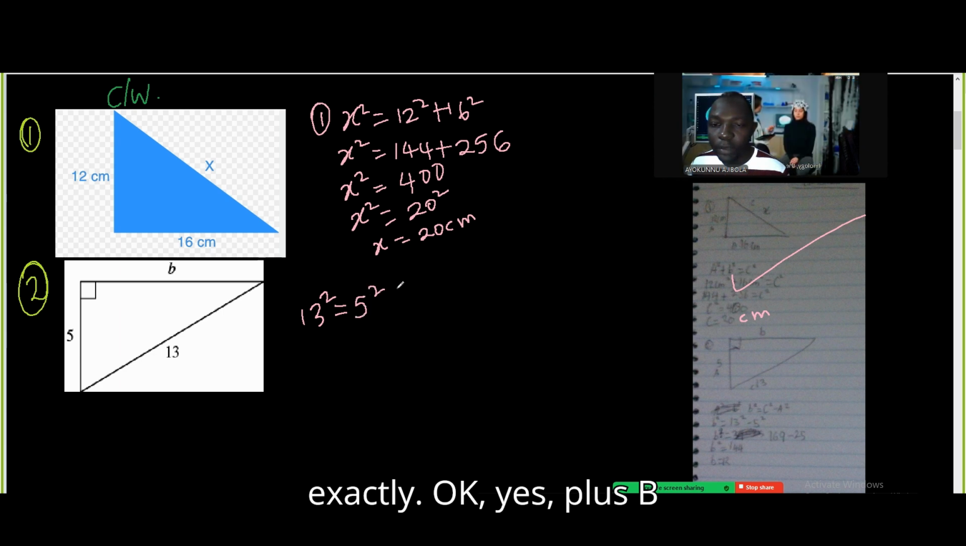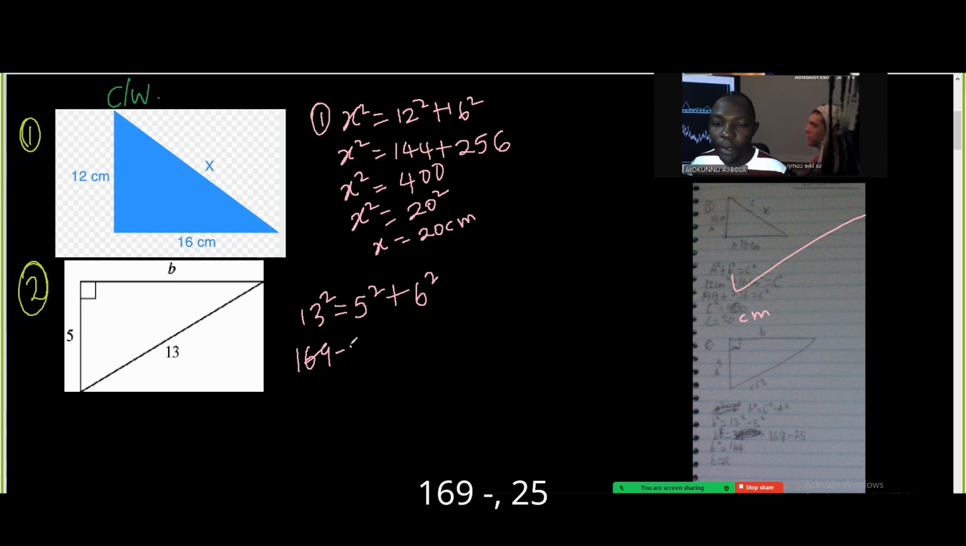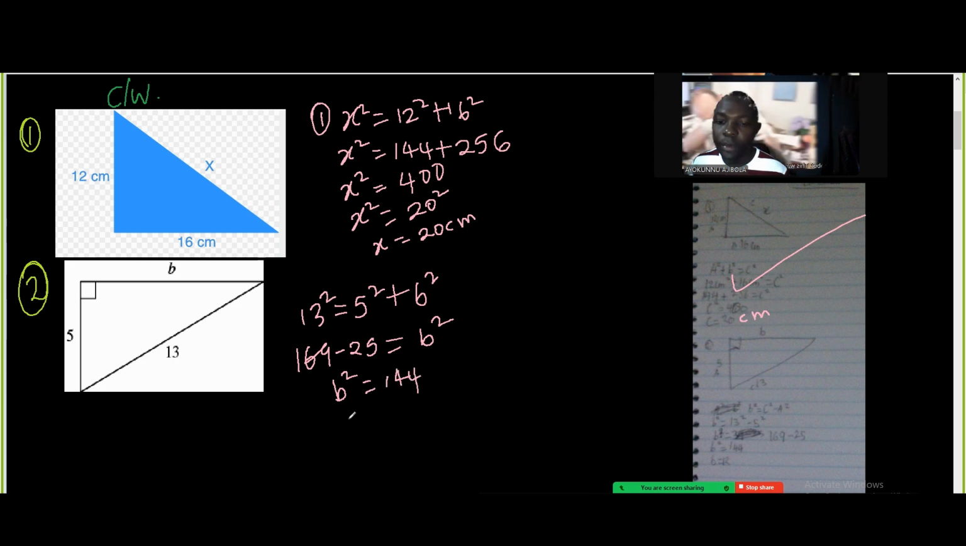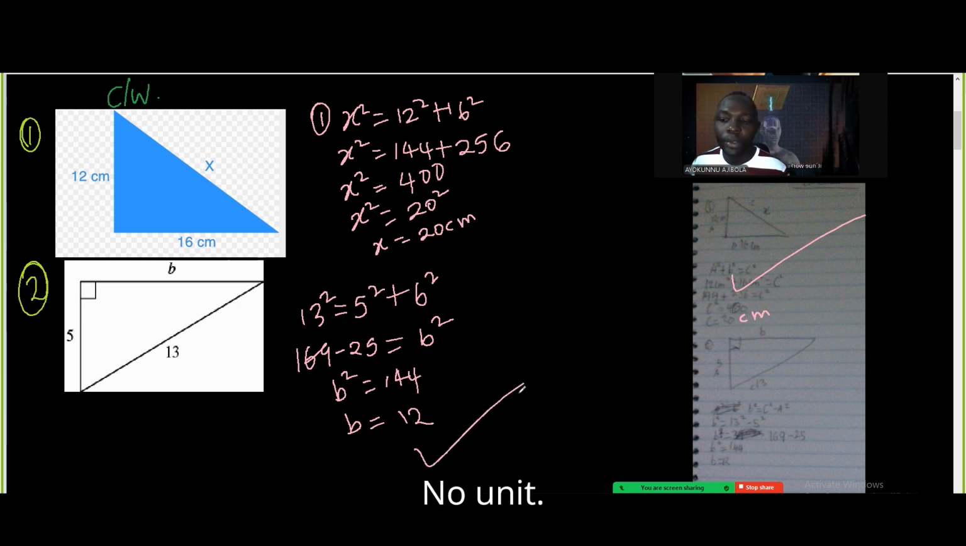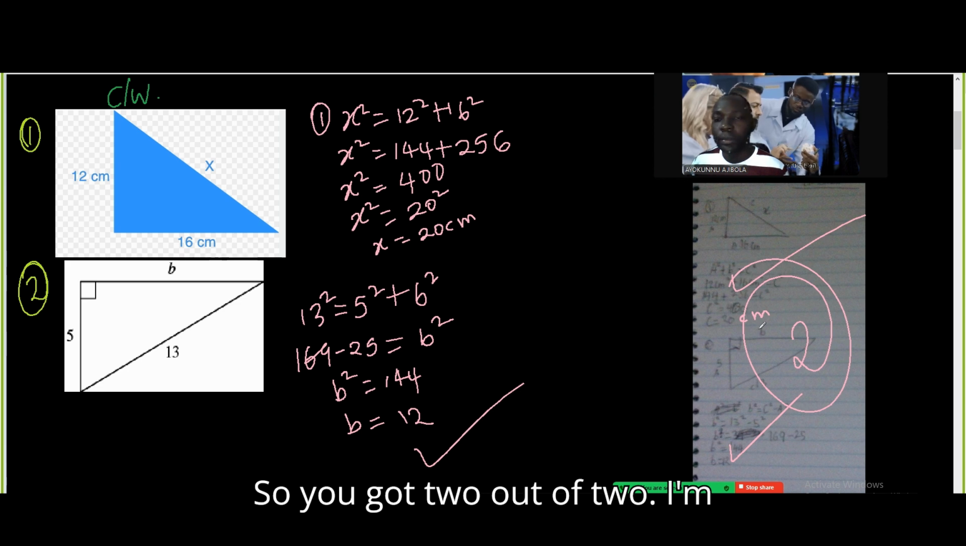Exactly. Okay. 5 squared plus b squared. So 169 minus 25 equals b squared. So b squared equals 144. b equals 12. No unit. So you got 2 out of 2.